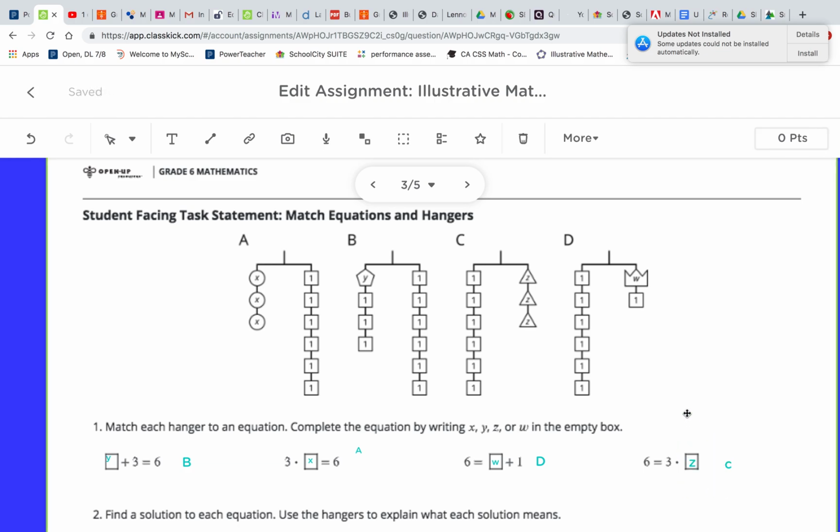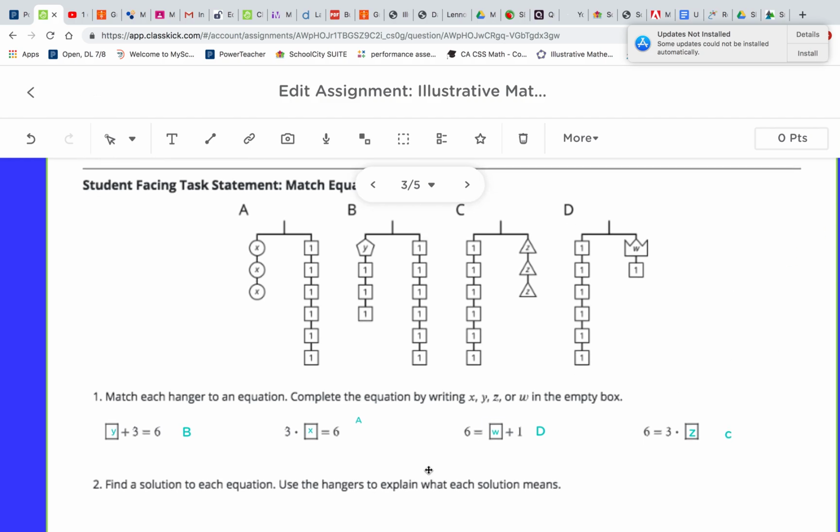Okay, there we have it. So those are our equations matched up with hangers. And so the last part here they wanted us to do was just find the solution to each equation. What that means is we want to see what the letter is actually worth in order for it to be able to work. So if you look here at the first equation, y plus 3 equals 6.